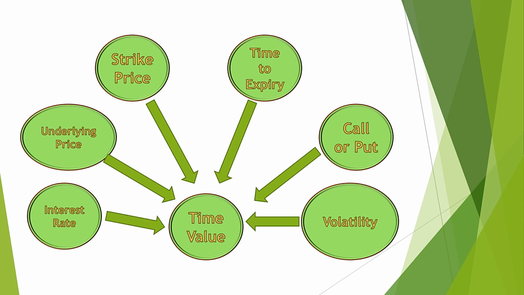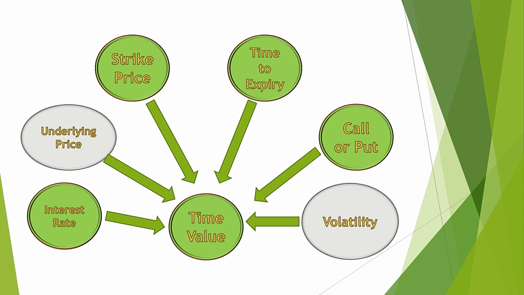Last factor is people's expectation. Volatility comes from people and their expectations, and it changes every second. It is extremely variable factor. What we think changes within an hour or sometimes within 5 minutes. Am I right? So people's expectation is highly volatile. So time value component is affected by many factors like interest rate, underlying price, strike price, time to expiry, whether it is call or put, and volatility.